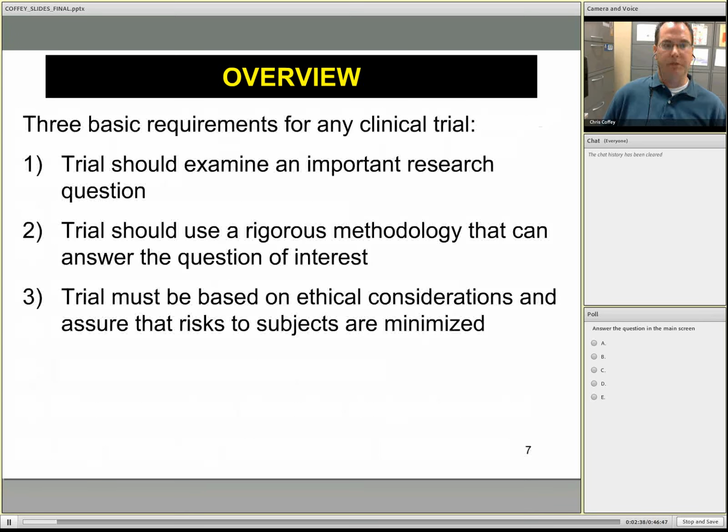And in general, there are 3 basic requirements for any clinical trial. It should examine an important research question, it needs to use a rigorous methodology, and it needs to be based on ethical considerations to assure that risk to subjects is minimized. And again, that's true whether it's a large phase 3 confirmatory trial, or a very early phase, phase 1, phase 2, wherever you are, no matter what terminology you use, this is all important.